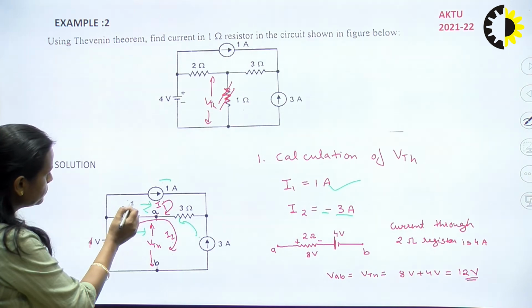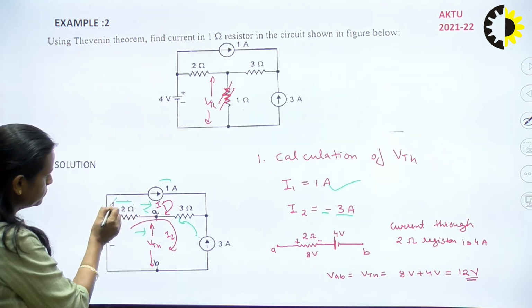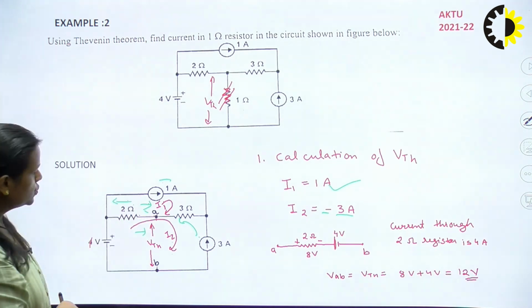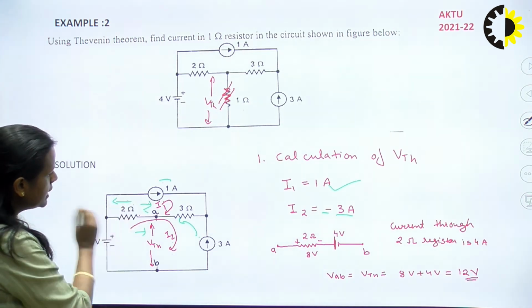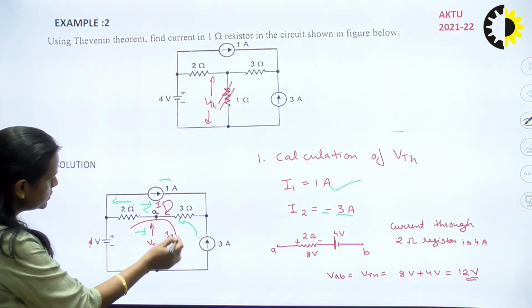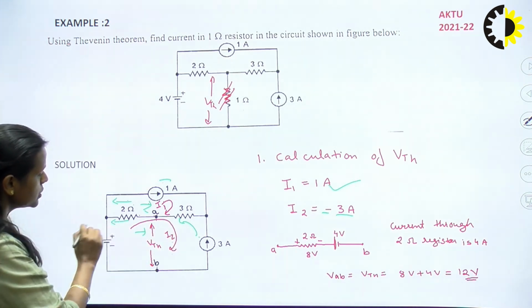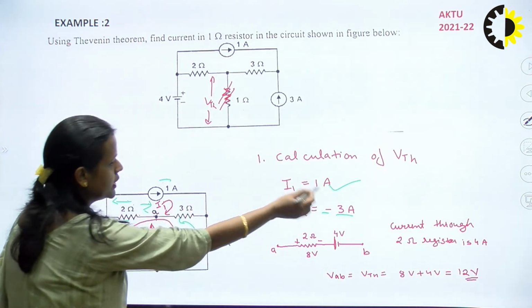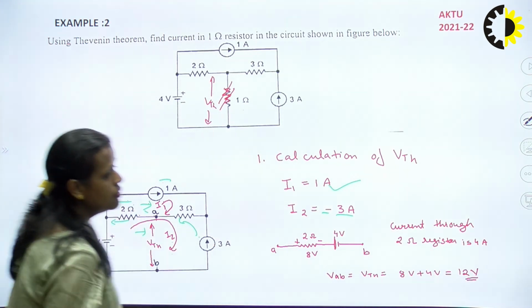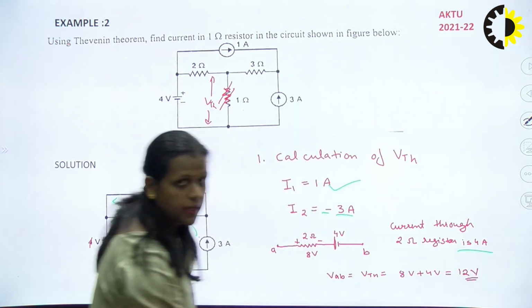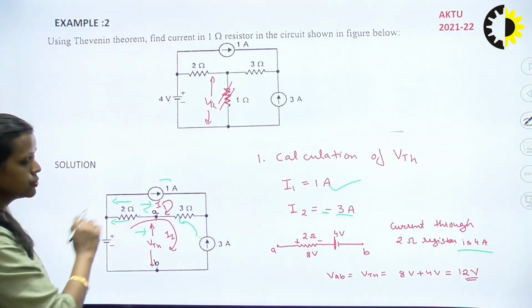So if you see, the direction of I1 in the 2 ohm is toward this side, and the direction of I2 is also the same. So the I1 value is 1 ampere, the I2 value is 3 ampere. So the total current flowing through this 2 ohm will be equal to 4 ampere, right? So now we know the current flowing through this 2 ohm.